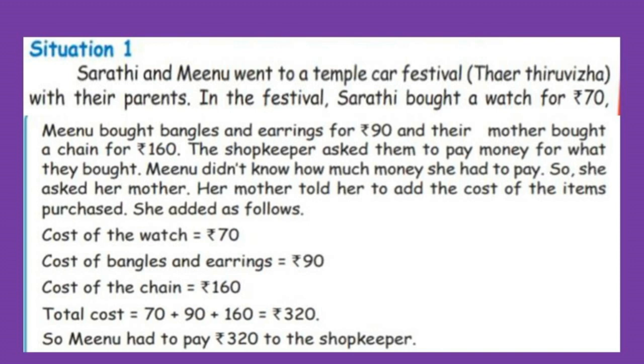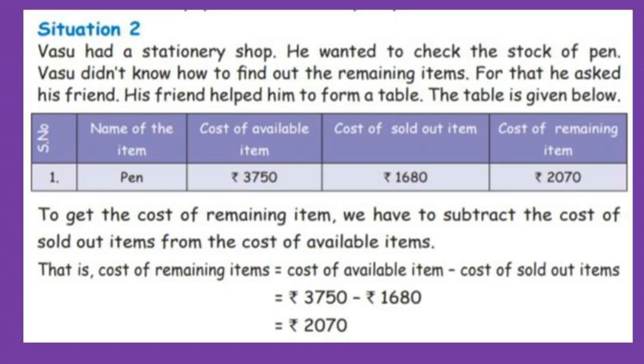First one, the cost of the watch is rupees 70. Second, the cost of the bangles and earrings is rupees 90. Third one, the cost of the chain is rupees 160. If you add all together, you will get the answer 320 rupees. So, Meenu gave the money to the shopkeeper as 320 rupees.